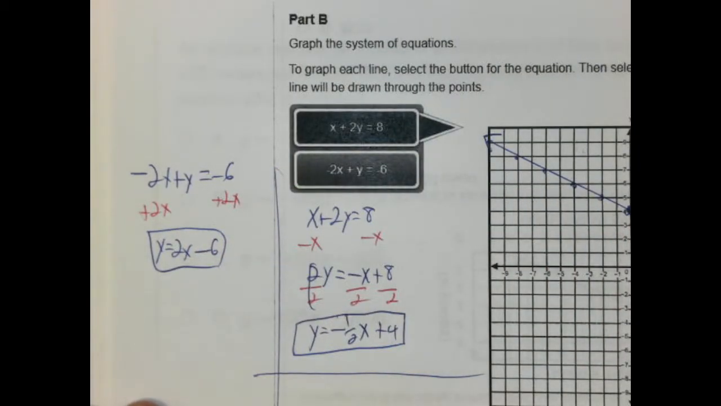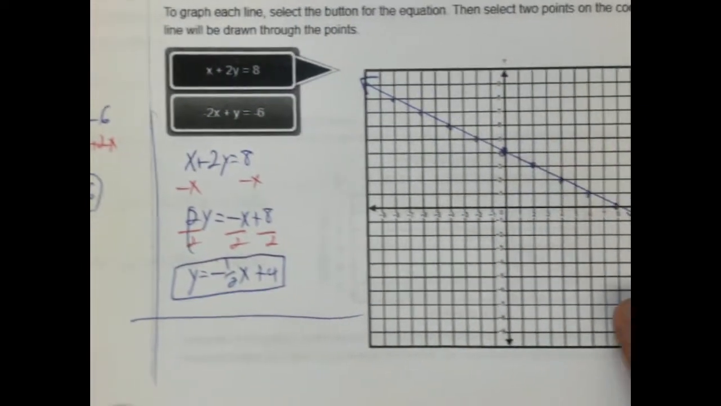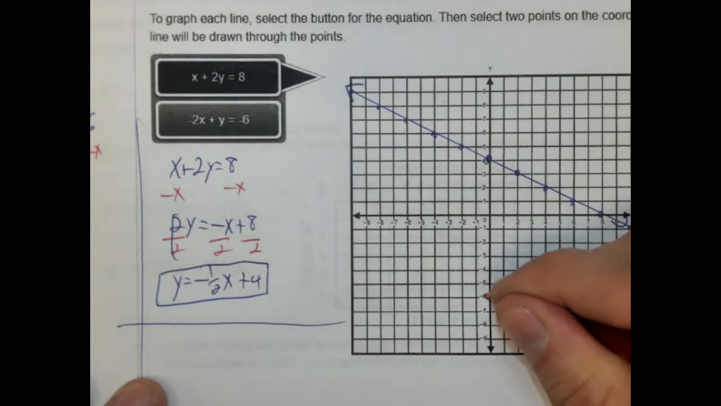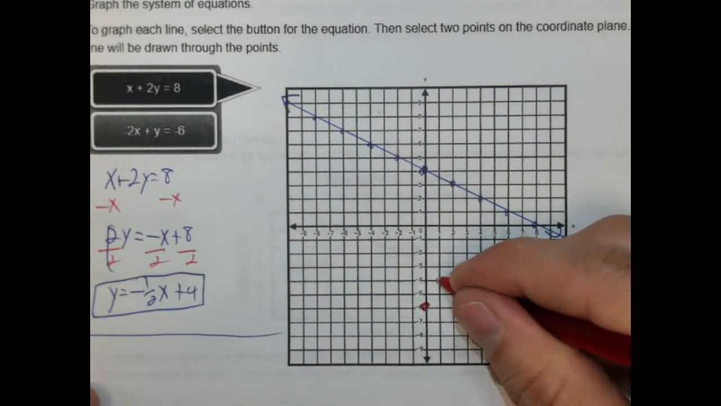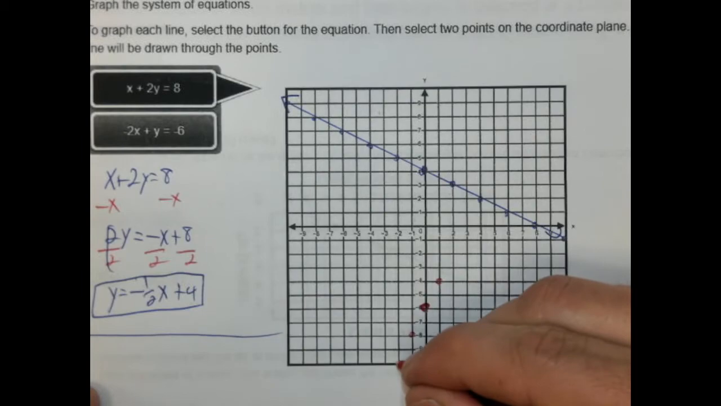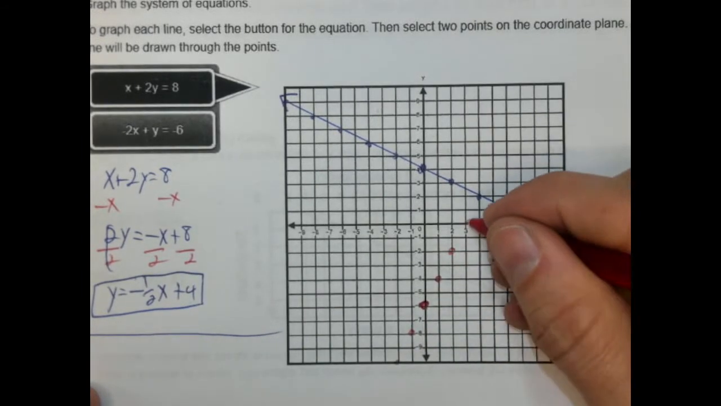So the y-intercept is negative 6, so I'm going to put that down here. Use a different color pen here. And then the slope is 2, so it's going up 2 over 1. Up 2 over 1. Down 2 left 1, up 2 over 1.